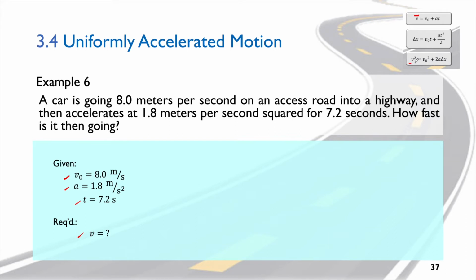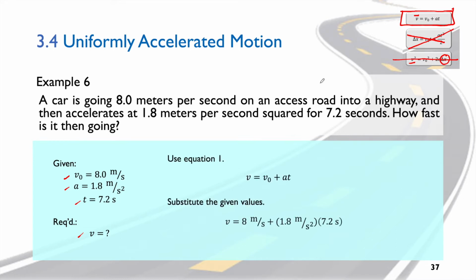I have V here. I don't have V here, so I will not use this. The next one, I have V naught, A and T, but I don't have the X, so I cannot use this one. I am left with this equation. So if I use that, I substitute the values and I will have this answer: 20.96, or approximately 21 meters per second.